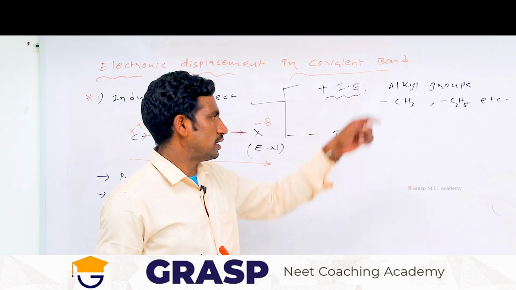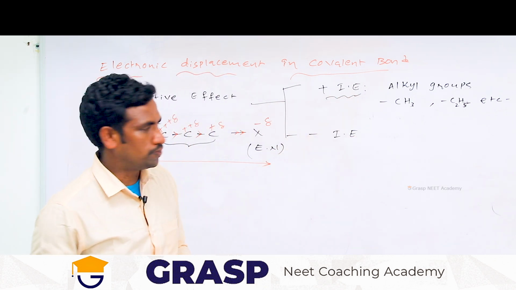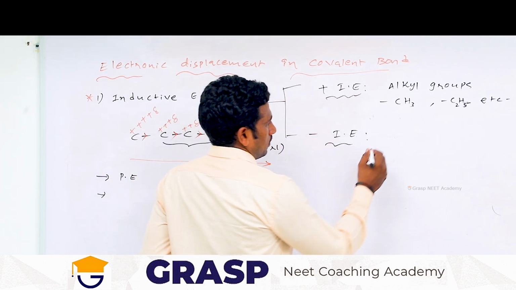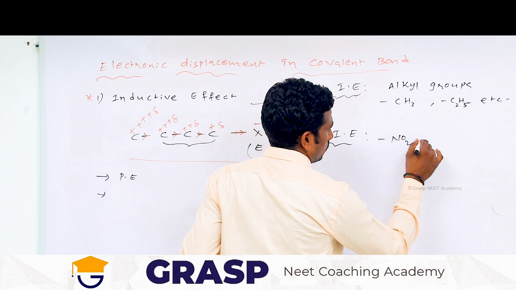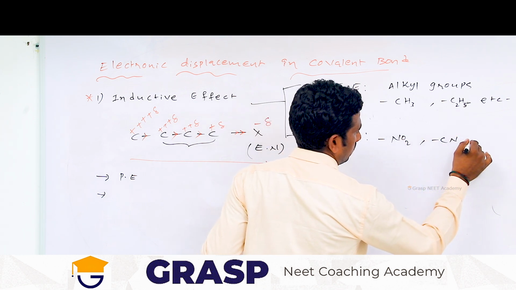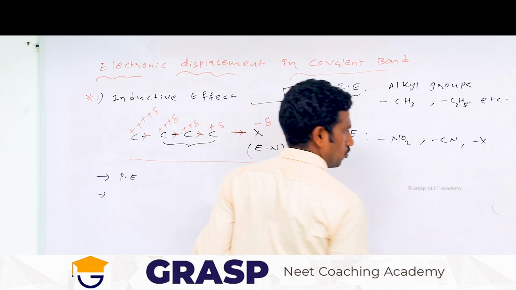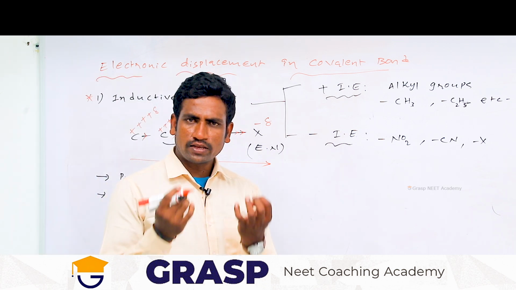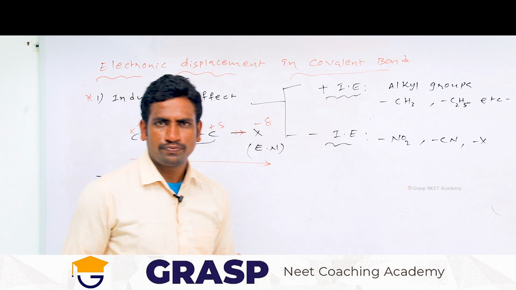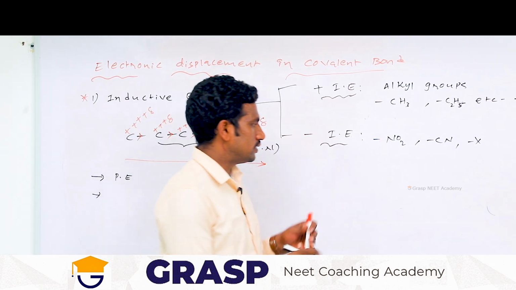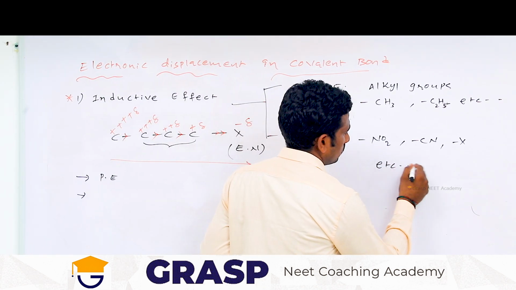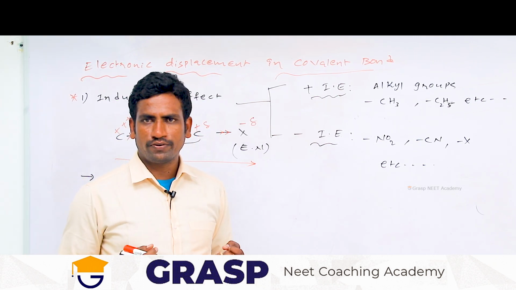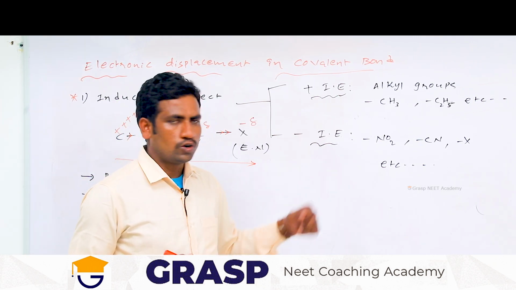They are donating the electron to the positively charged carbon atom. That is why I am calling the alkyl group plus I. Here I am calling it minus I. So the minus NO2 group, CN, and some halogens, chlorine, any electronegative atom we can take. These are withdrawing the electron from the carbon atom. So many groups are there, and what they are doing is withdrawing the electron from the carbon atom.